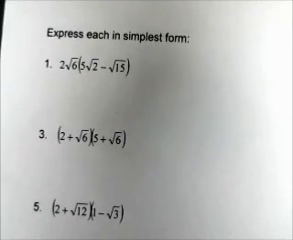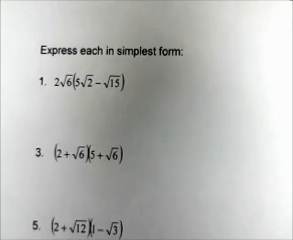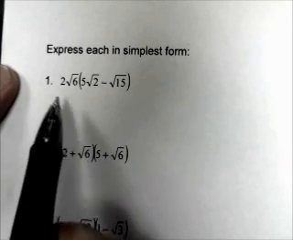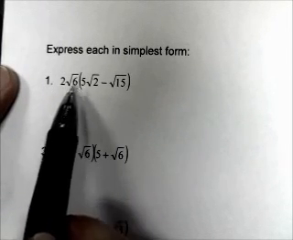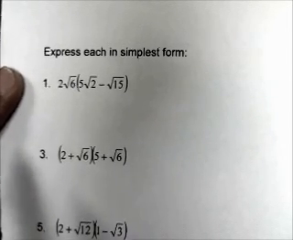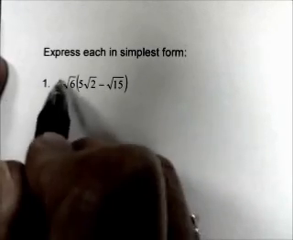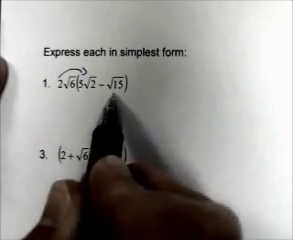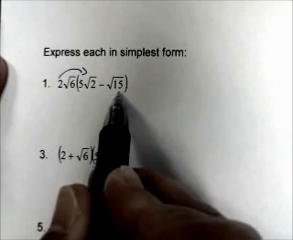Now the next 6 problems we're multiplying. Okay, now just take your time here. 2 square root of 6 times the binomial, we'll have to distribute. Right? You look inside parentheses, you cannot combine. These are not like radicals.